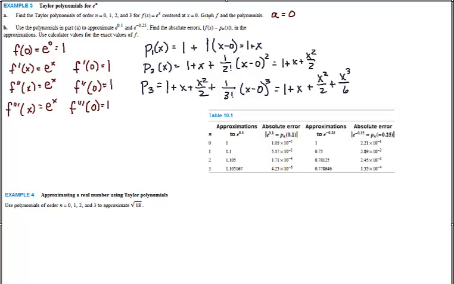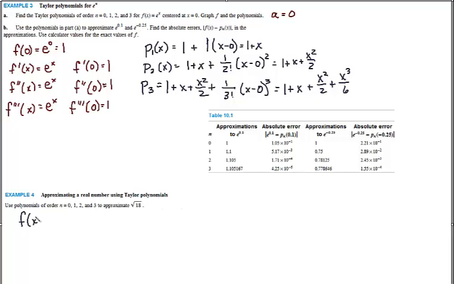And here's a table with that number crunching to it. You'll notice that as n gets larger, the error gets smaller and smaller, and we get closer and closer to our values. Our example 4 is another Taylor approximation.